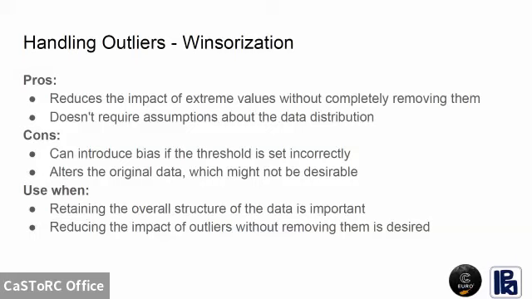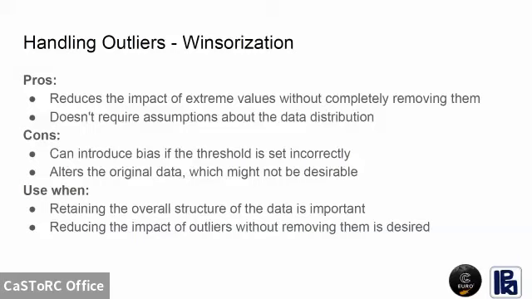Also, because you make an assumption on the percentage you're going to remove, if it's not done effectively, you can introduce bias in your data set because you're removing important information from it. And you also have to keep in mind that essentially you alter the original data because you are removing a part of your data which is important, which in some cases is not desirable.